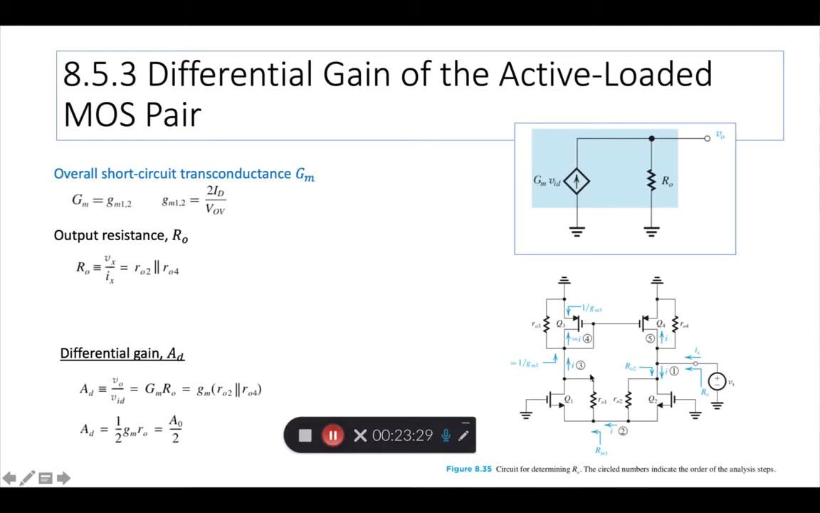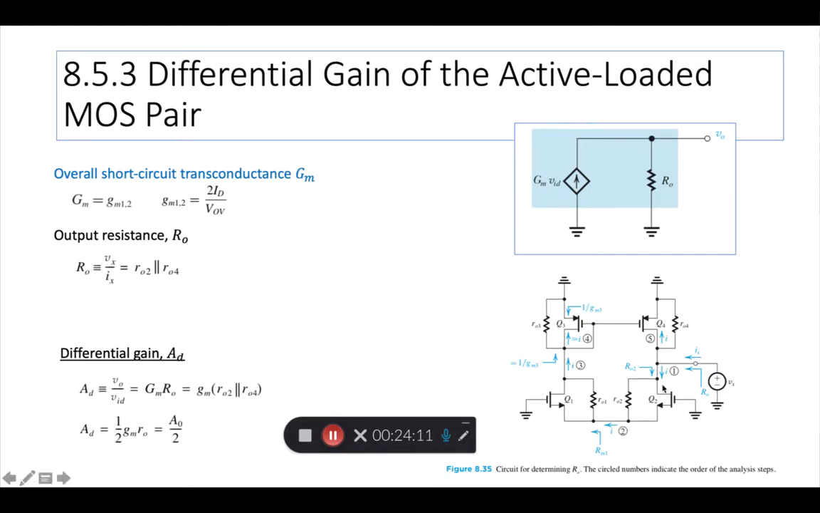First of all, you have to find GM, then you have to find RO, right? These two parameters. So this circuit, for example, tells you how to find RO, which is the output resistance looking into the circuit into Q2, the output transistor, from which we are taking the output signal VO. To find this, he connects a dummy voltage Vx and then finds RO as the ratio of the dummy voltage divided by the dummy current, and that gives you RO.